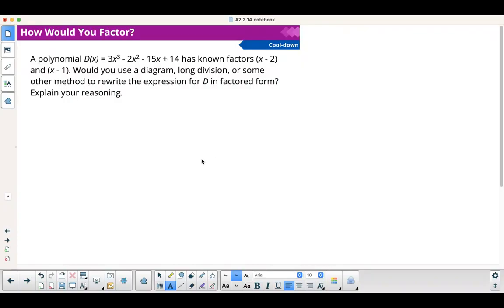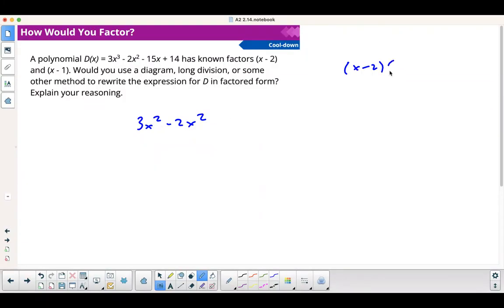And there's no real right or wrong answer here. I'd probably just do long division here because I need to find the other factor. I know two of them. I know x minus 2. I know x minus 1. I could probably figure it out, though, maybe just kind of by using common sense here, because I know that my constant's got to be 14.